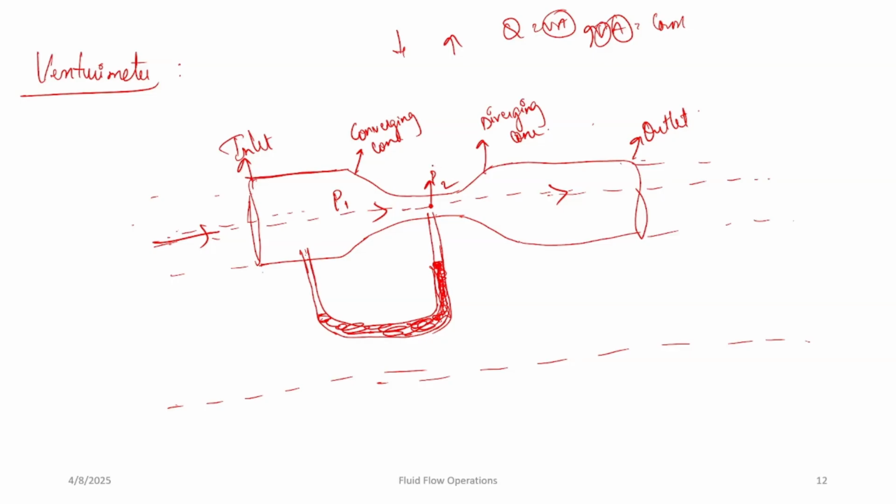So this equipment, the Venturi meter, allows only small pressure drops, or let's say it recovers most of the energy during this operation. That is why it is used in operations where there is only a small pressure difference or small pressure head available.